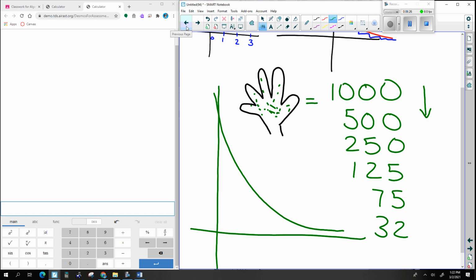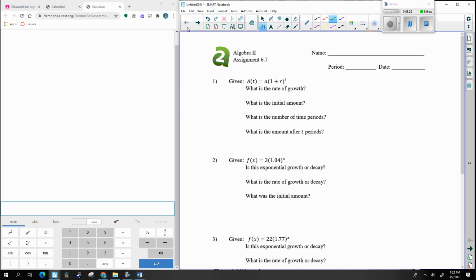Now, an equation that really helps describe this is problem number 1. Here we have A of t. Think of that as not a times t, but a single variable. So the amount, in essence, is A(t) = a(1 + r)^t.